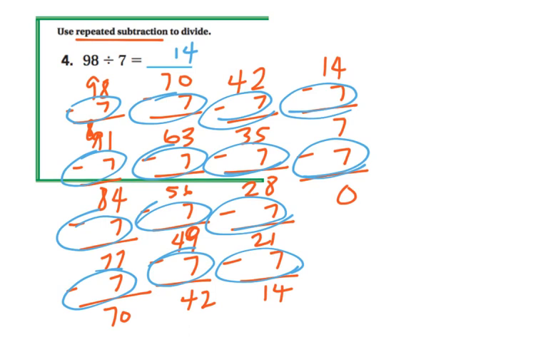I can check my answer by taking the 14, which is my quotient, and multiplying that by my divisor of 7. I should get my dividend of 98 if this is correct. 4 times 7 is 28. I carry my 2. And then 1 times 7 is 7, plus 2 would be 9. So the fact that I got 98 tells me that my answer was correct.